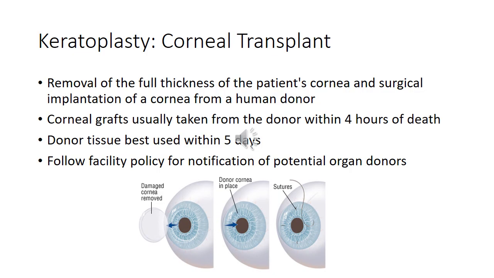Keratoplasty, or corneal transplant, is the removal of the full thickness of the patient's cornea and surgical implantation of a cornea from a human donor. Corneal grafts are usually taken from a donor within 4 hours of death. Donor tissue is best used within 5 days. Follow facility policy for notification of potential organ donors.